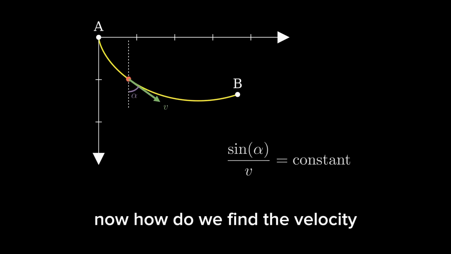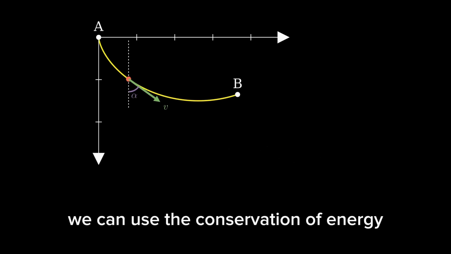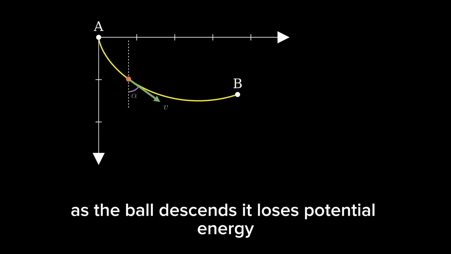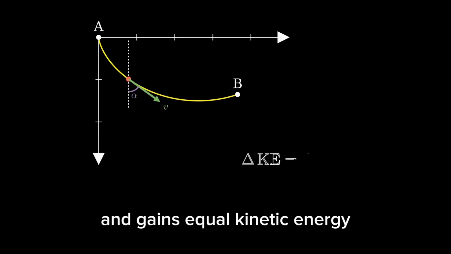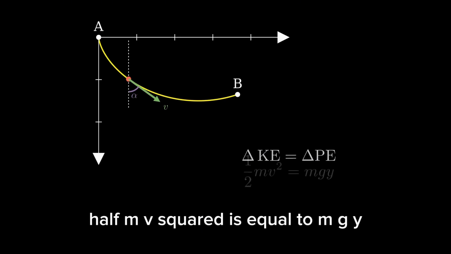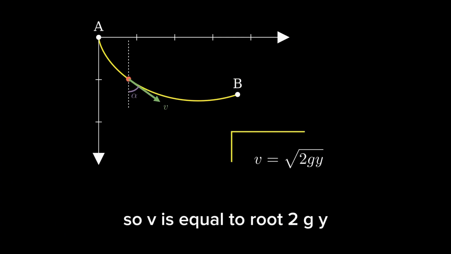Now, how do we find the velocity? We can use the conservation of energy. As the ball descends, it loses potential energy and gains equal kinetic energy. Half mv squared is equal to mgy. So v is equal to root 2gy.